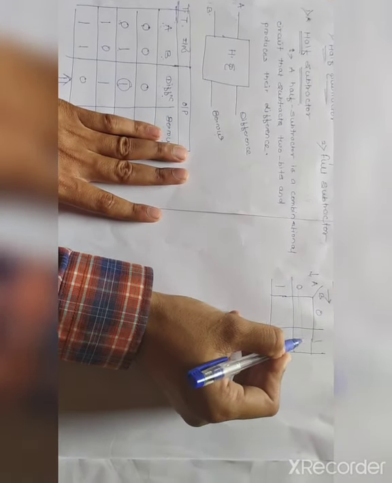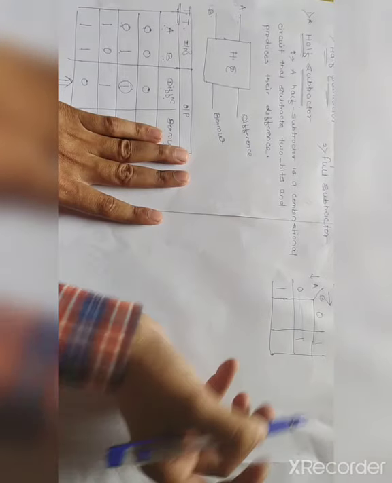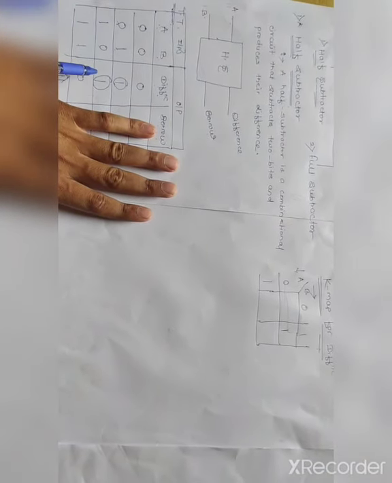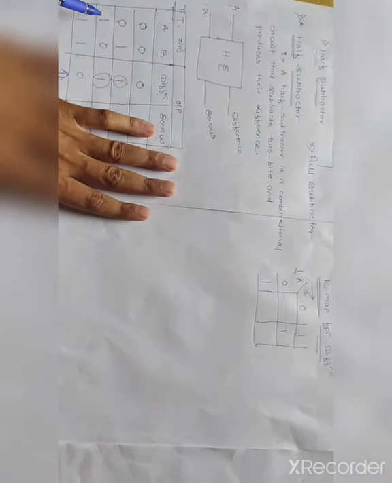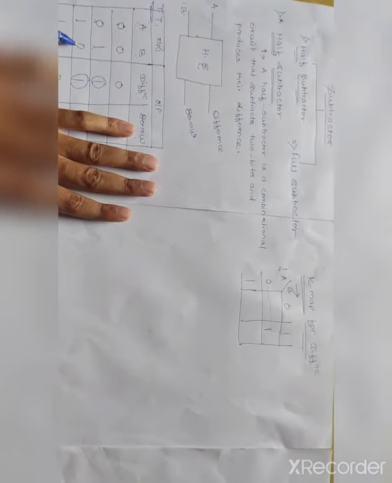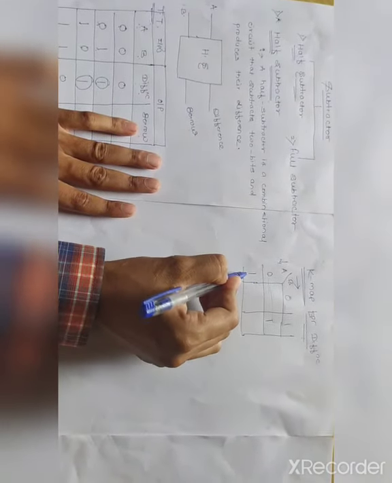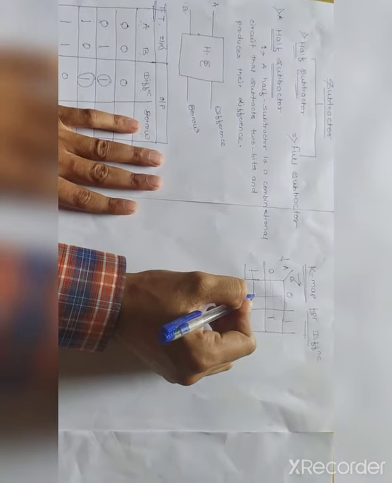Just by combining this point, you have to put this one here. The next, you have to put this one, where a is equal to 1 and b is equal to 0. That means here you are putting this one here.